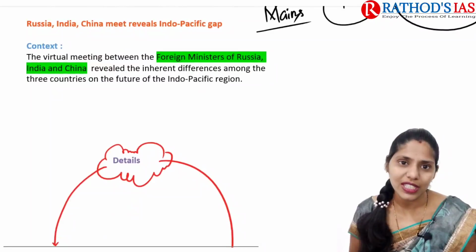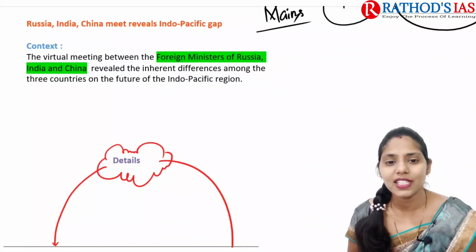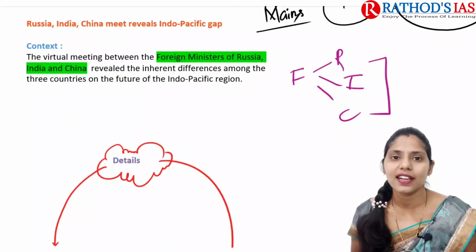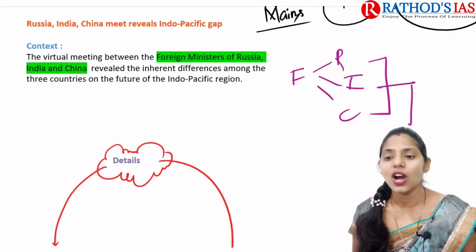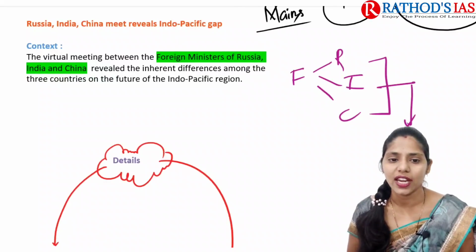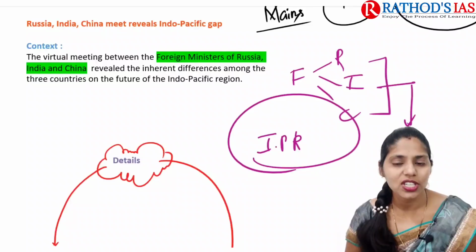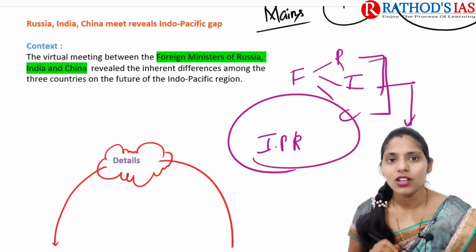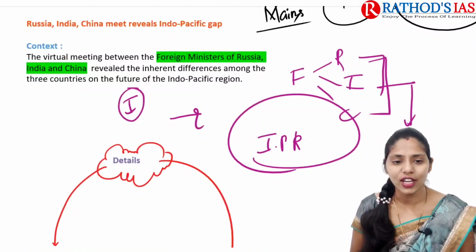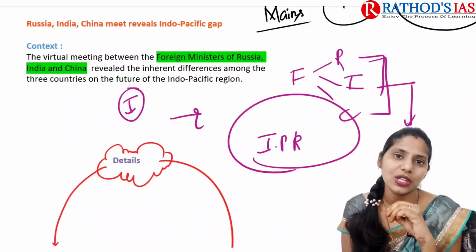Now let us try to see the context. If you see the context, it mainly says that a virtual meeting between foreign ministers of Russia, India and China revealed there are some differences between the foreign ministers of India, Russia and China, especially regarding this Indo-Pacific region. So there are differences between India, Russia and China. If you talk about the role of India in the Indo-Pacific region, as you all know, India plays an important role in this Indo-Pacific region.